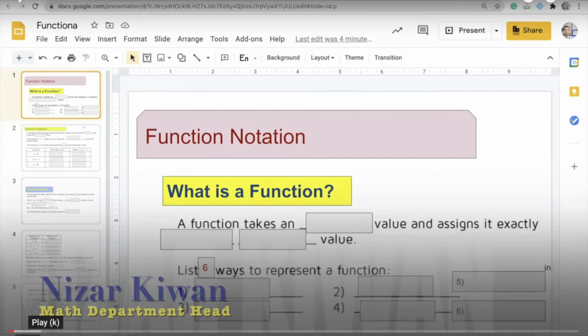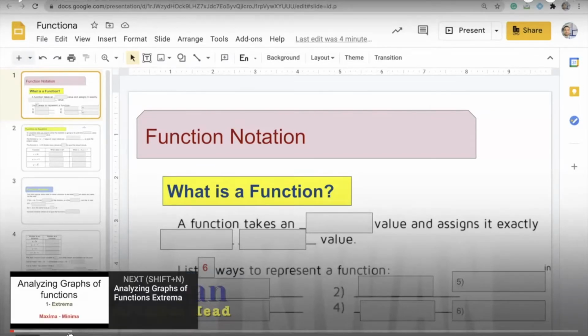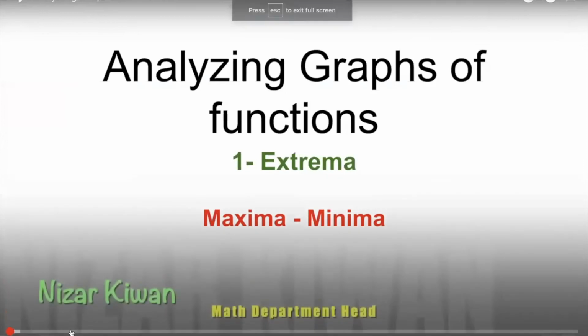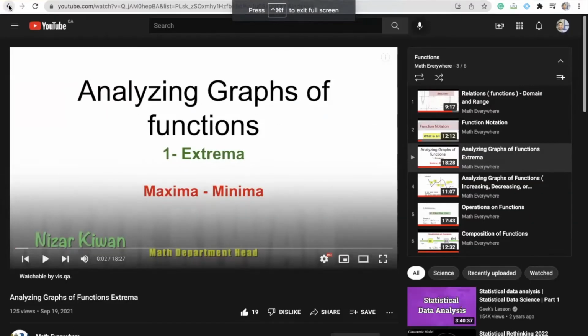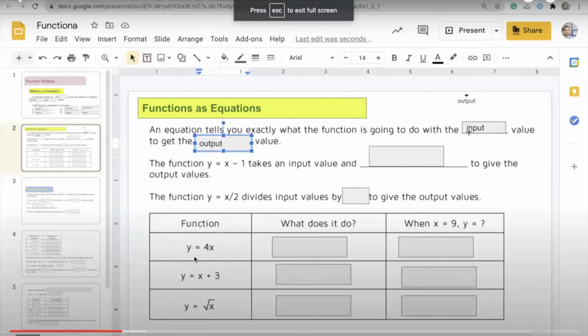So from today on, in grade 11 and 12, in Algebra 2 and pre-calculus, please be careful. From today on, whenever I say f(x), quickly you understand that it's y, okay? f(x) is the same as y. y equals f(x). This is a function, right?